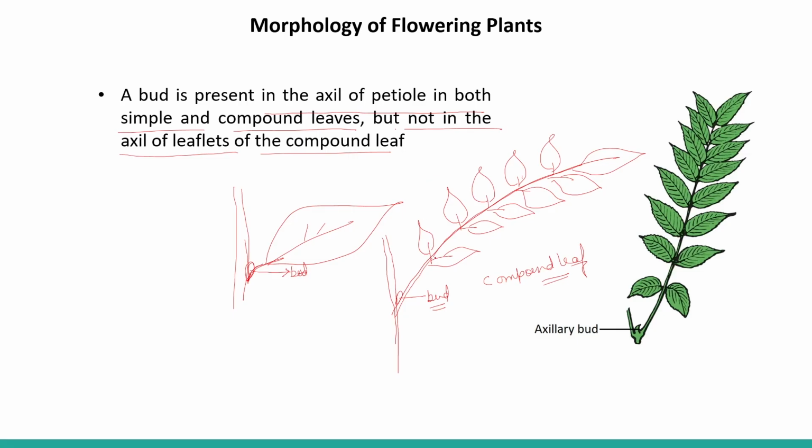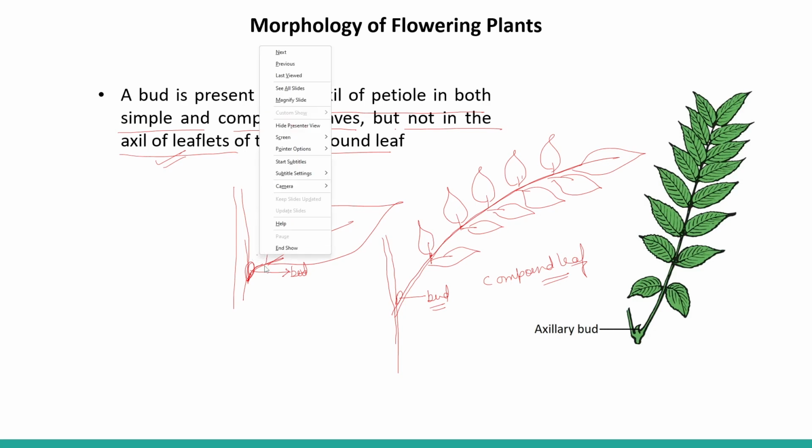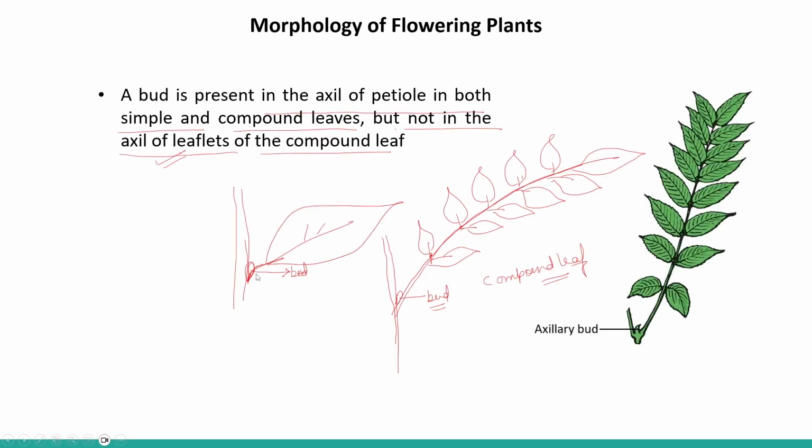Now they are saying the bud is never present in the axil of a leaflet. Here the bud will not be found. Okay, so not in the axil of leaflets of the compound leaf. They are present in the axil of a simple leaf. The bud is present in the axil of a simple leaf as well as the axil of a compound leaf, but not in the axil of leaflets of the compound leaf.